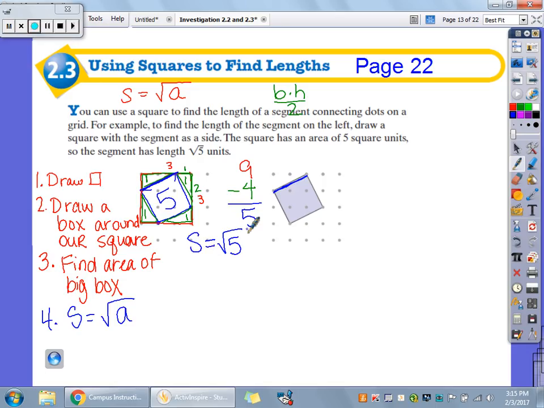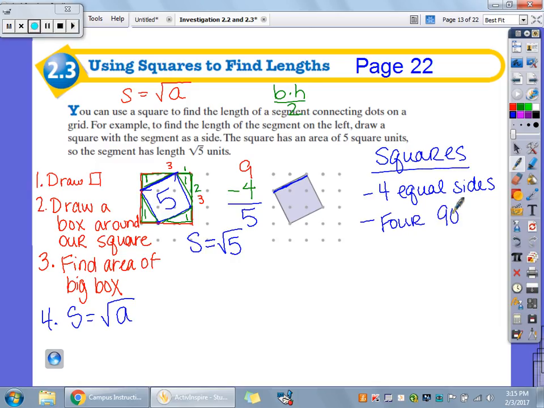I think we talked about the properties of squares, but what makes a square? That's a good review. So remember, squares have 4 equal sides. And squares also have 4 90-degree angles. Okay, so when you draw this, make sure that what you have is indeed a square and not a parallelogram or a rectangle.